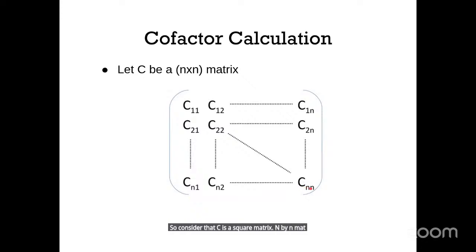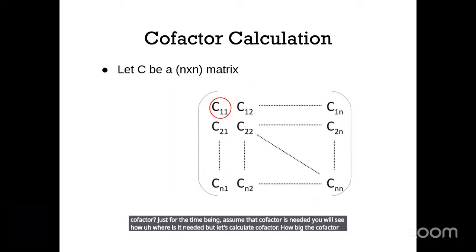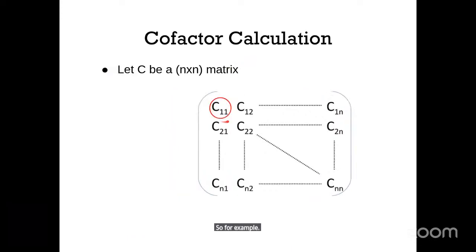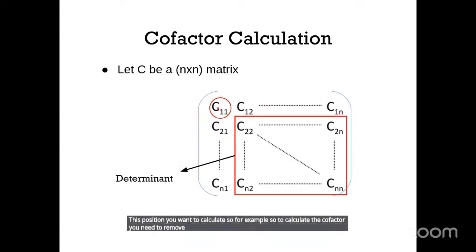How do we calculate the cofactor? Just for the time being, assume that the cofactor is needed. We will see where it is needed. But let's calculate the cofactor and see how it is designed. Say, for example, you want to calculate a cofactor at this position, the C11 position. To calculate the cofactor, you need to remove C11's row and C11's column.